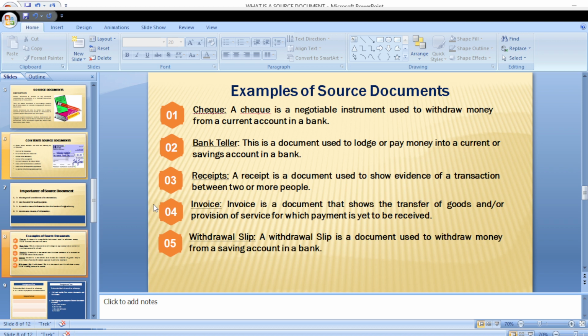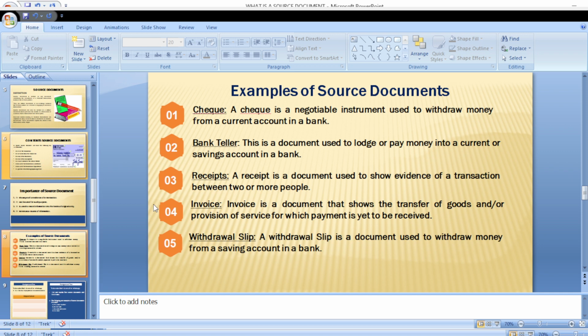Then number 5, we then have the withdrawal slip. Now the withdrawal slip is always situated also in the banking, or sometimes it is given to customers in order to enable them withdraw money from the account. So if you want to draw money from your account, you can do that using the withdrawal slip.